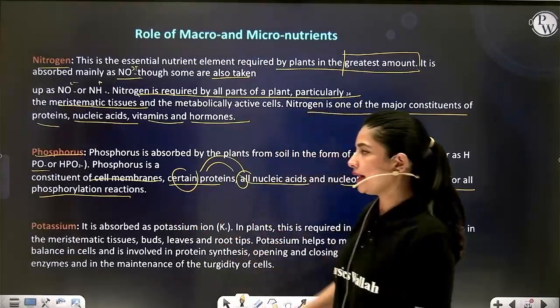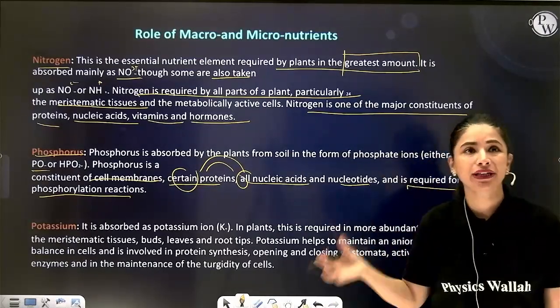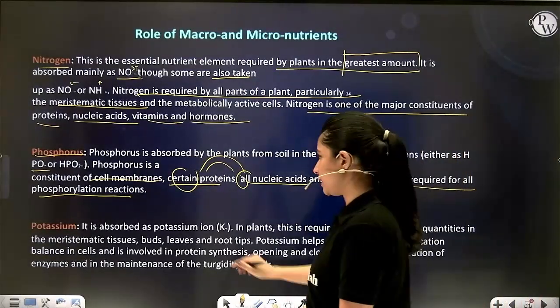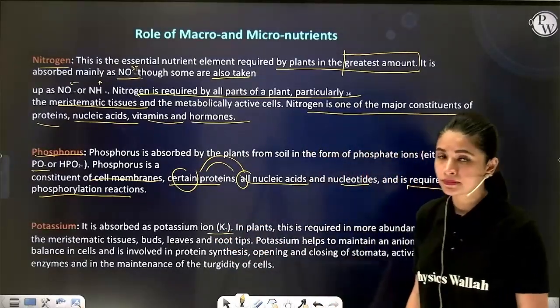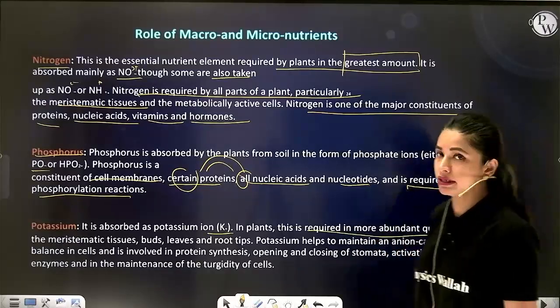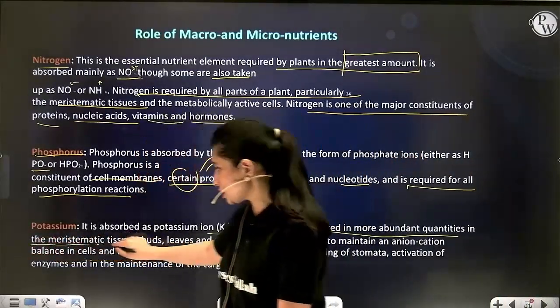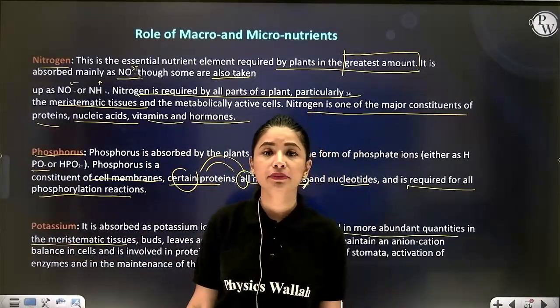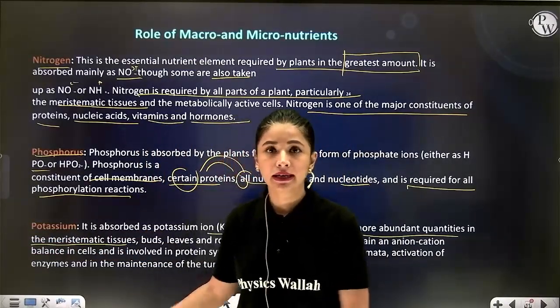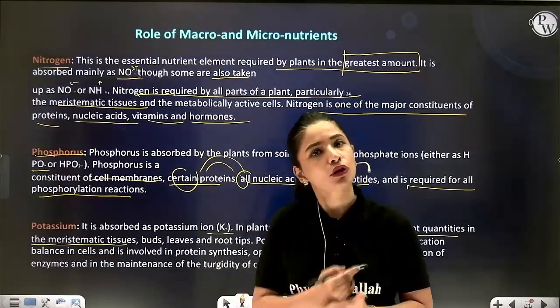Correct? Moving ahead to the third important role of another macronutrient, that is potassium. Potassium is majorly absorbed in the form of K+ ions, and it is also required in abundant quantities because it is one of the macronutrients required majorly by the meristematic, that means growing tissues. They require potassium in huge quantity. Now what is the role of potassium?